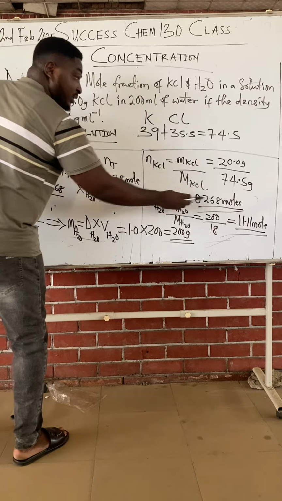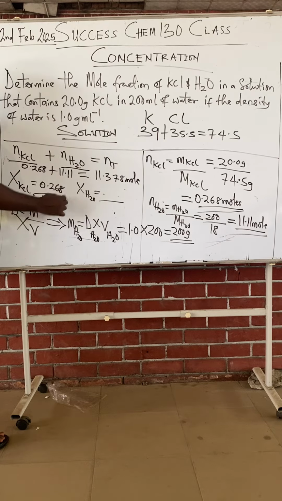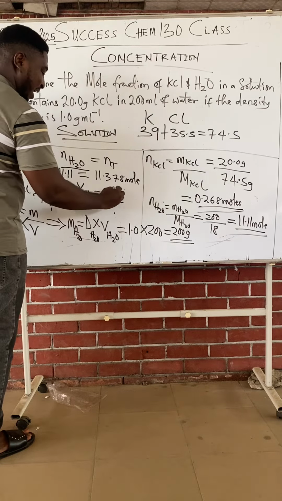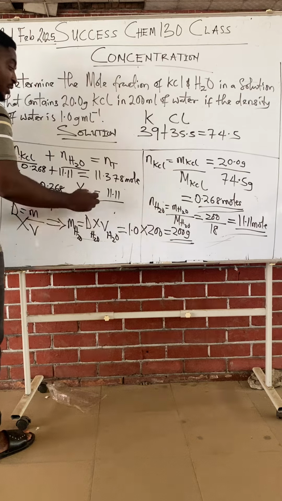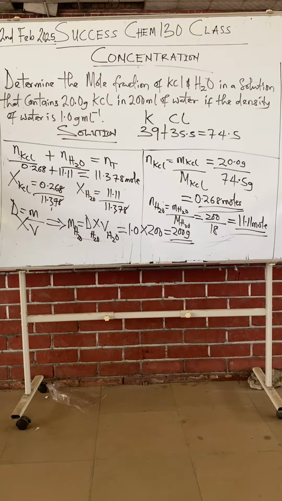0.268. Look at it here. Divided by total, what's total number of mole? 11.378. Coming here, what's number of mole of H2O? 11.11. Number of mole of H2O is 11.11. Total number of mole? 11.378. Class, so mole fraction of KCl and H2O can now be gotten. Just divide this by this, you have your answer. We would have gotten a mole fraction of KCl and the mole fraction of what? H2O.